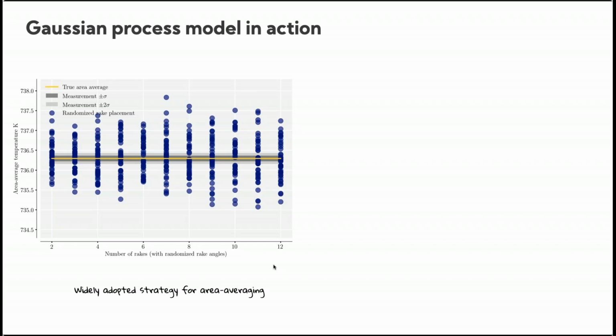So let's just say for 4 rakes, I can have them at 0, 90, 180, 270, but obviously that doesn't make sense from the perspective of aliasing. So basically what I'm doing is generating random rake placements and then figuring out what the area average is.